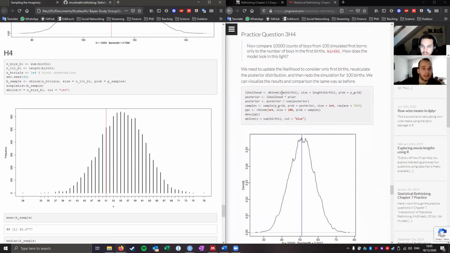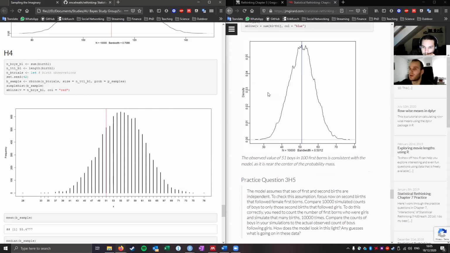So here he has the code from Jeffrey Girard next to yours. Just keep it like this for a second. That's what I'm doing right now. Prob is p_grid, that's my p_samples. But he's running dbinom here. Yeah, but in the lower one, he samples from this with rbinom.